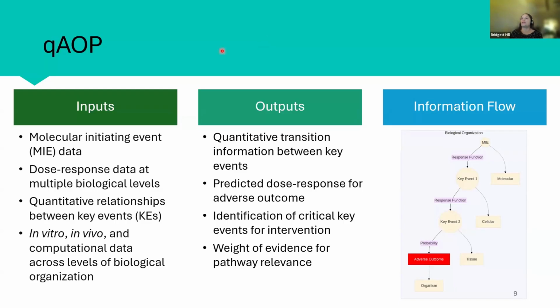And then the outputs include that you now have quantitative information to describe these key events. They can be used to predict dose responses for multiple key event relationships, including the adverse outcome. It can help identify critical events for intervention, and the outputs can be used for weight of evidence approaches to understand the pathways. And over here on the right is an information flow, just an example of how some of these QAOPs can be structured and designed.